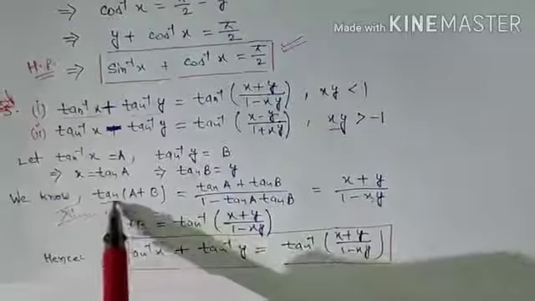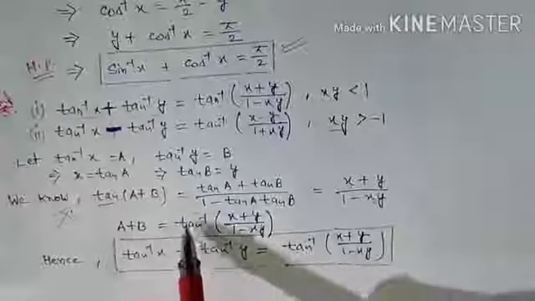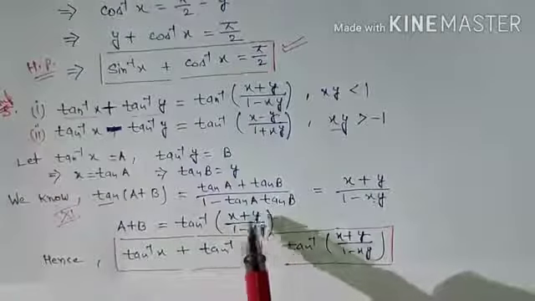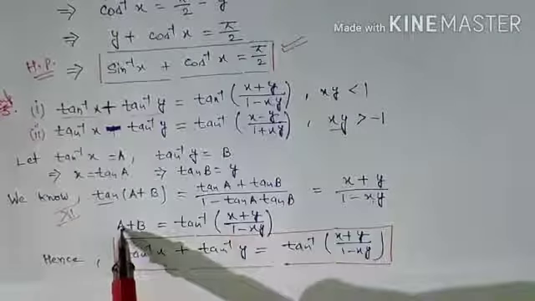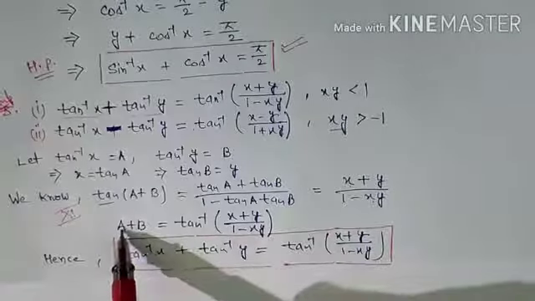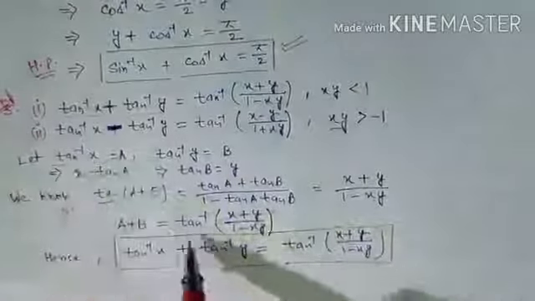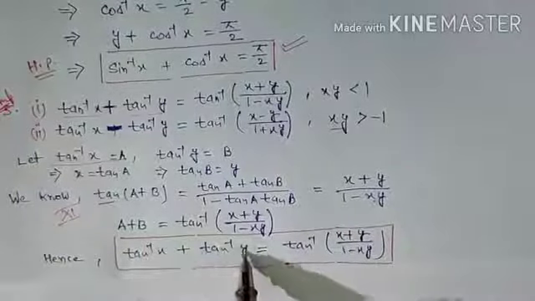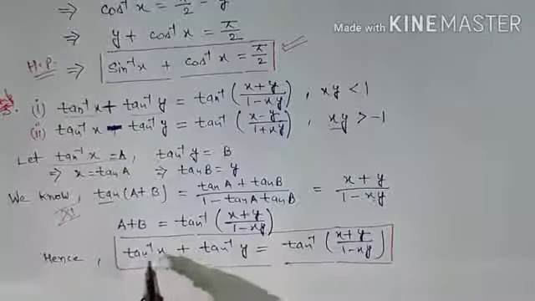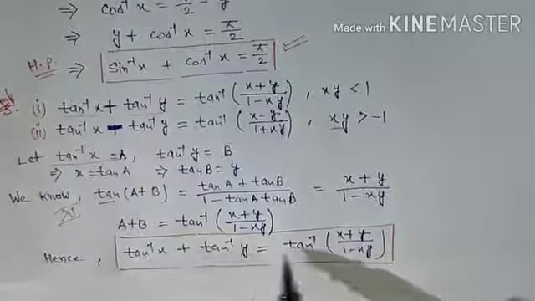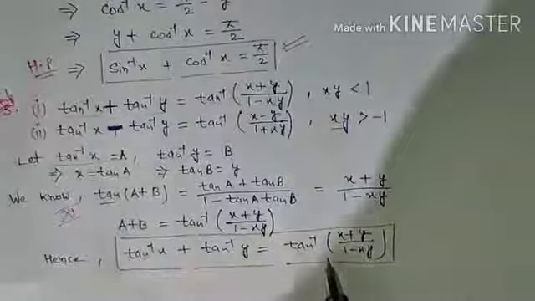Now this tan we can shift to the other side, then a plus b will be equal to tan inverse of (x plus y) upon (1 minus xy). Now I am writing tan inverse x in place of a, which we assumed initially, and in place of b, tan inverse y. So we have got the first formula: tan inverse x plus tan inverse y is equal to tan inverse of (x plus y) upon (1 minus xy).